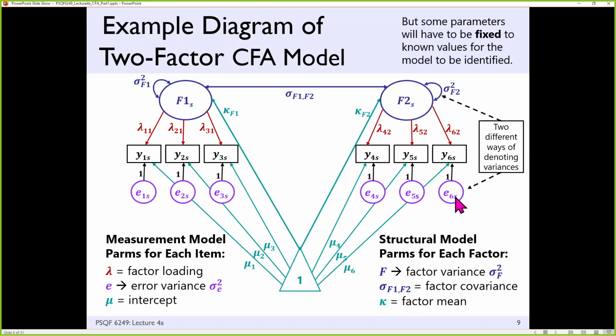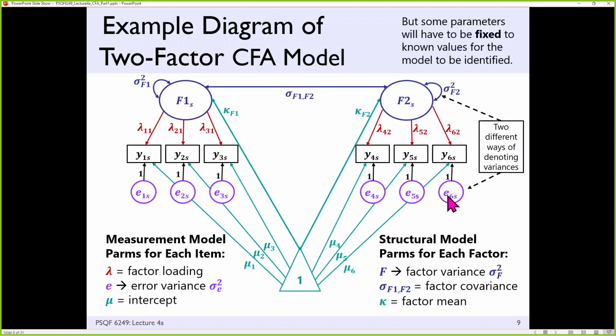The other is down here, by making an actual separate circle for the residuals. So I could have made a curvy arrow on each of these boxes. Alternatively, I am showing E as a separate component that is needed to fill in what is left after the factor predicts this item. So here's my error, and it has a path of 1.